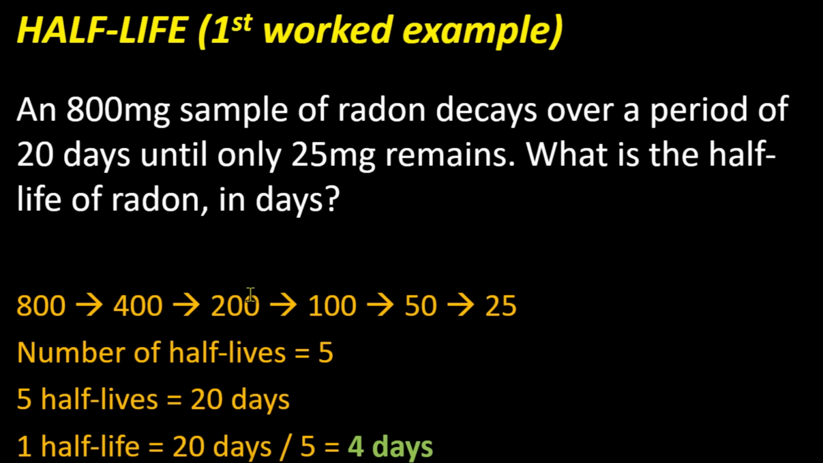If we want to count the number of half-lives, all we have to do is count the number of times we halved this amount, which means the number of arrows. So we have 1, 2, 3, 4, 5 arrows. So the number of half-lives is 5. So if 5 half-lives were equal to 20 days, one half-life would be 20 days divided by 5, which is 4 days. So each one here represents 4 days. This would be 4 days, 8 days, 12 days, 16 days, 20 days.